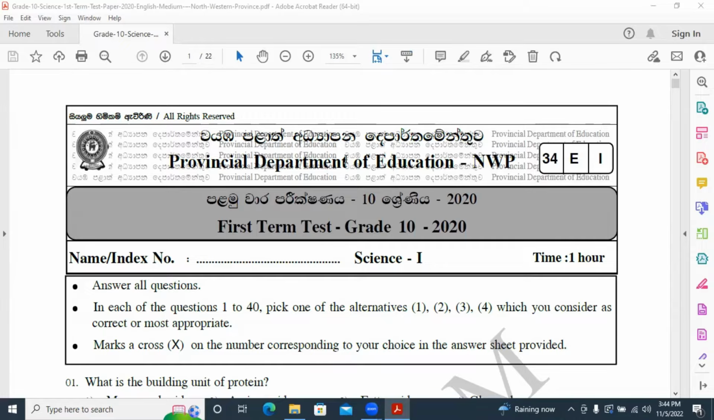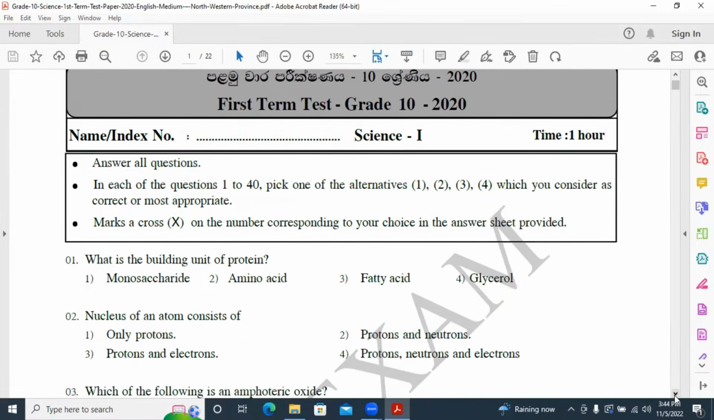Today, I am going to explain the Northwestern Province First Term Test Paper 2022 for Grade 10. First of all, we will see paper 1. You have 1 hour to face paper 1.